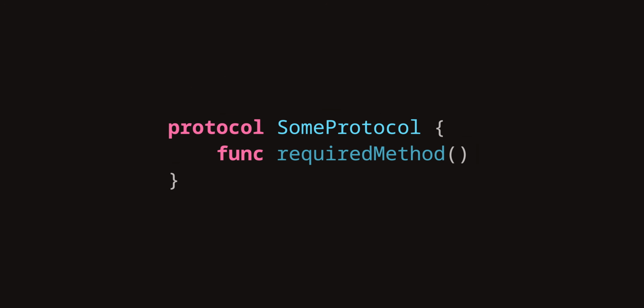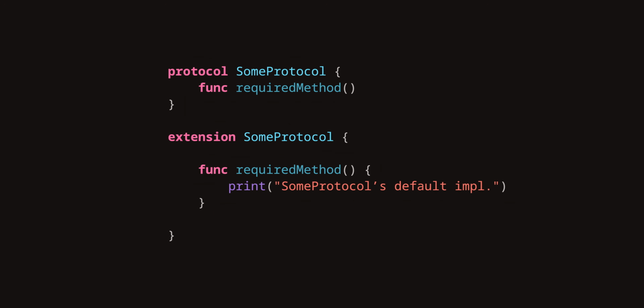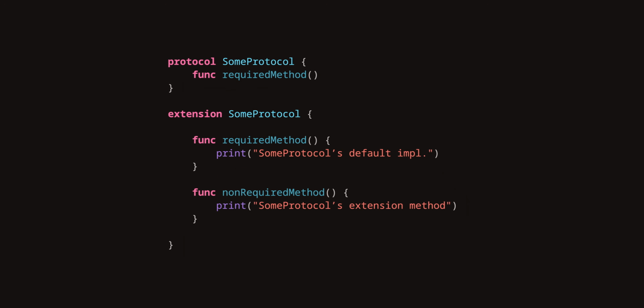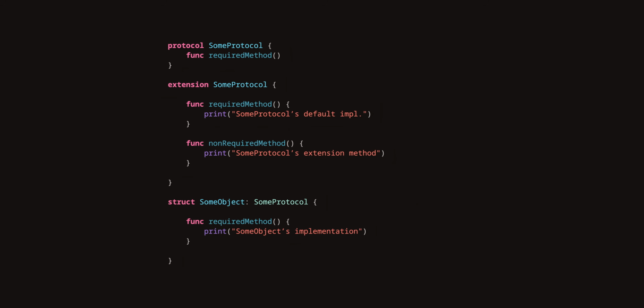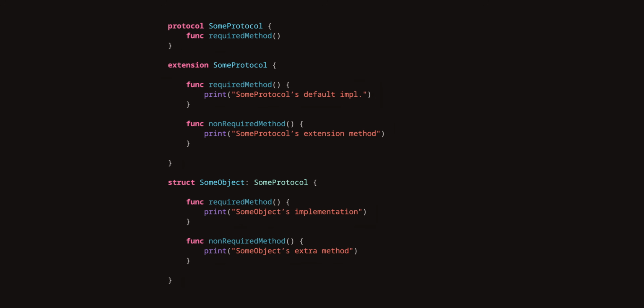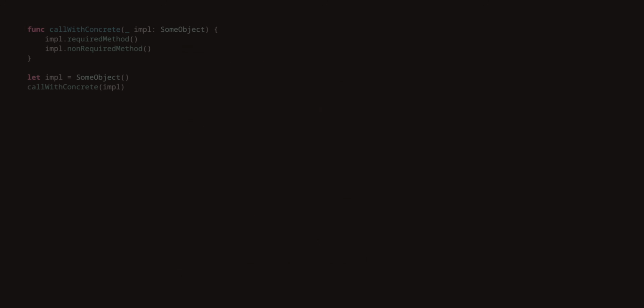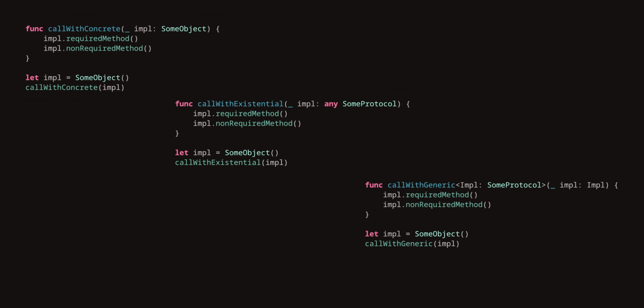You've got a protocol with one required method. This method has a default implementation in the protocol extension. The extension also declares another method that's not part of the protocol. Then, in the conforming object, you implement the protocol's required method, even though it's got a default implementation. But this object also declares a method whose signature matches the non-required method in the protocol extension. Finally, you instantiate the object and use it three different ways: as a concrete, existential, and generic type. The question is, what will be the result of calling each method?